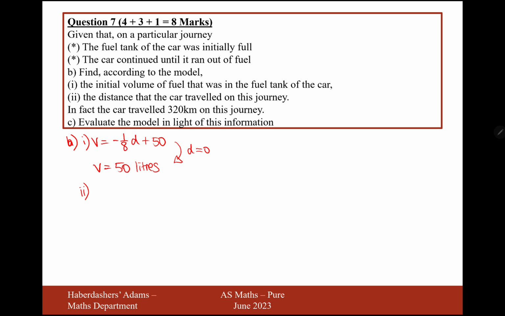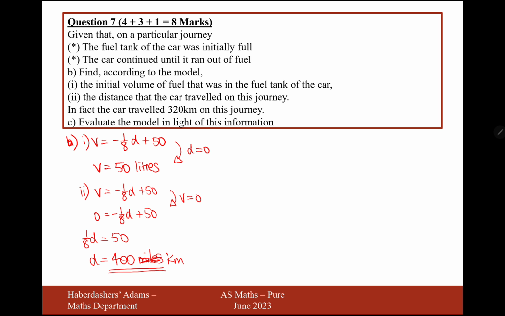For the distance the car travelled on the day, if we want it to travel until it ran out of fuel, then we're going to take the same equation and substitute in V equals 0 because we want the volume to be 0. Okay, let's solve this now. So move the 1 over 8 d onto the other side and multiply by 8, and we get a distance of 400 miles. Or kilometres, I can't remember what the question was. Kilometres, it's kilometres.